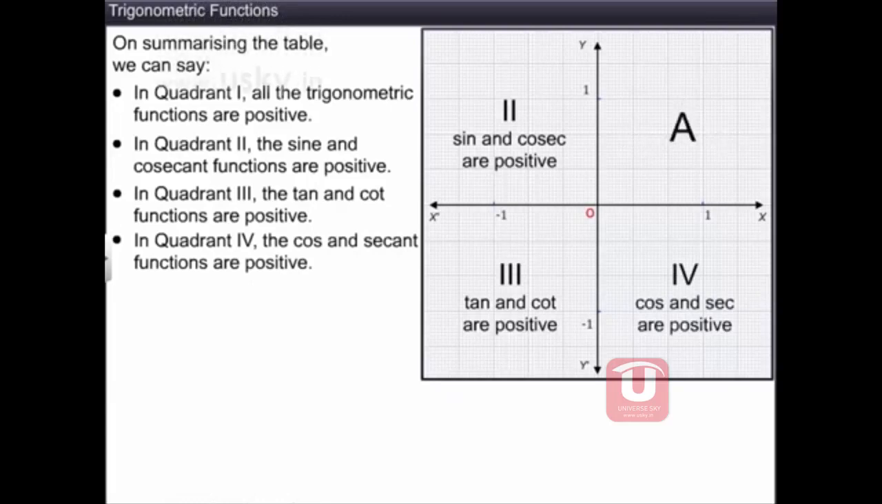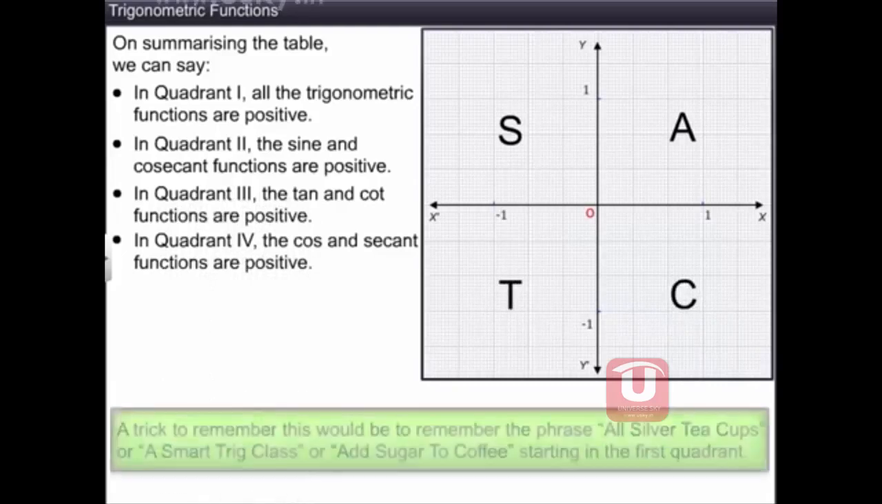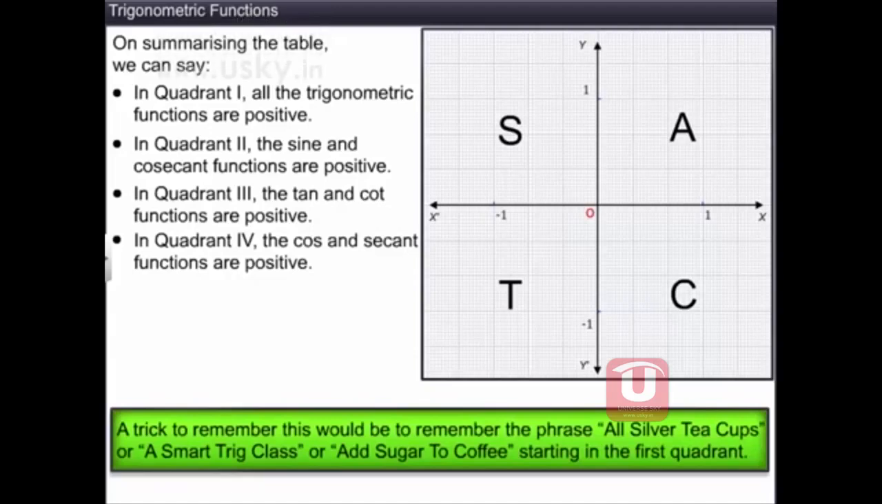If we denote A for all, S for sine, T for tan, and C for cos, then the figure can be represented as shown. A trick to remember this would be to remember the phrase, "All Silver Teacups," or "A Smart Trick Class," or "Add Sugar To Coffee," starting in the first quadrant.